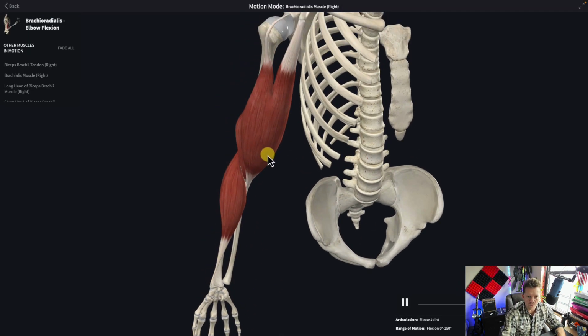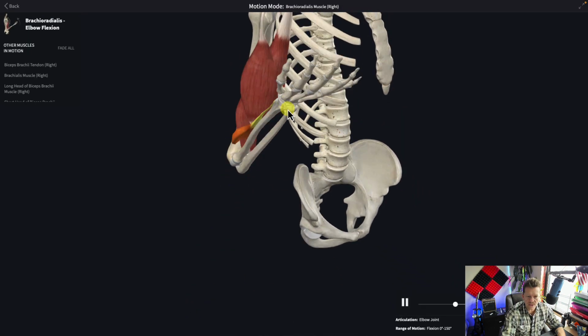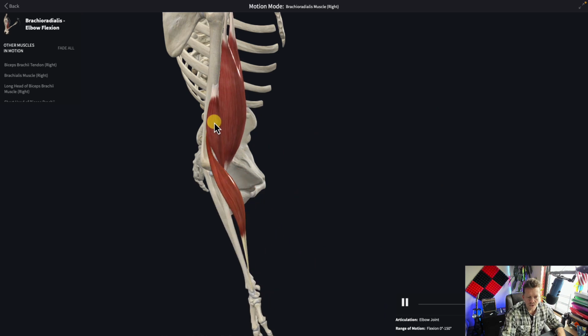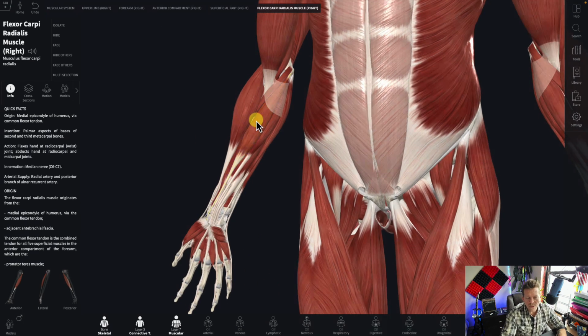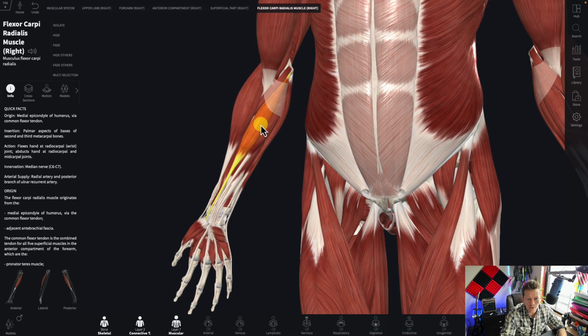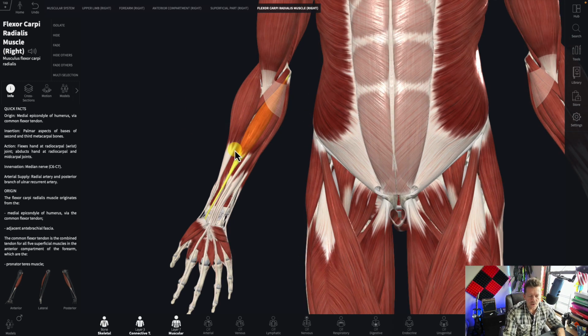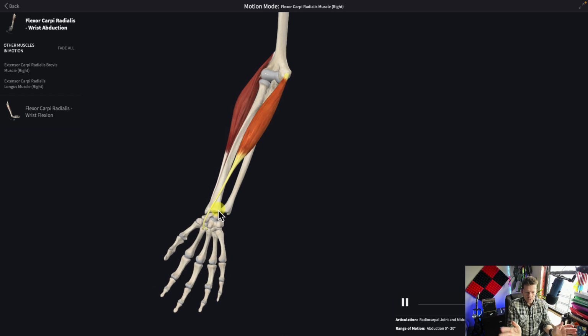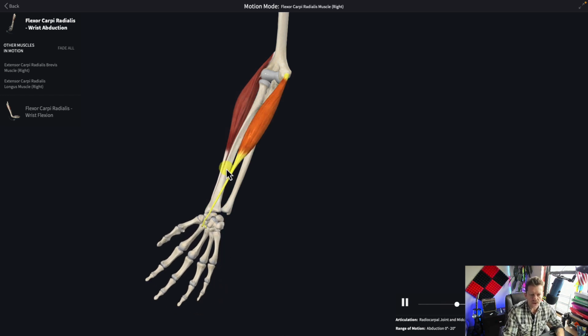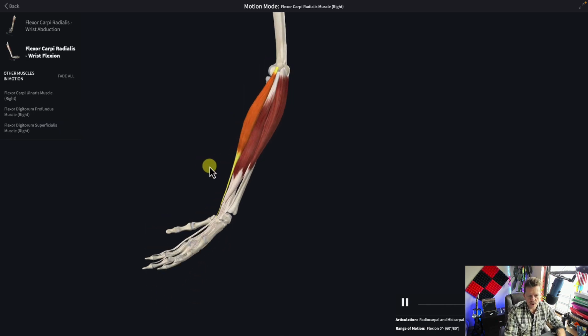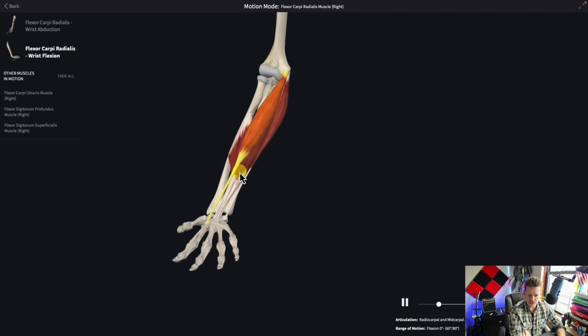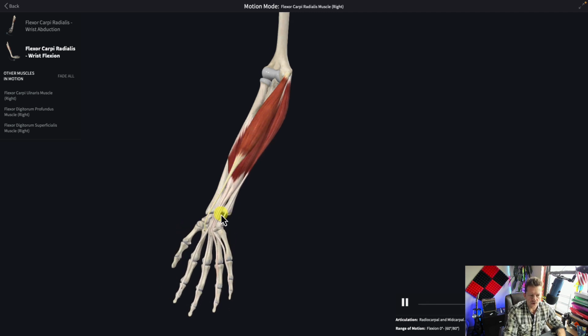So there's also biceps brachii that we will discuss later. And this one is a brachialis. So another muscle is the flexor carpi radialis. So the flexor carpi radialis abducts the wrist. So they do the abduction. And the flexor carpi radialis also flexes the hand at the wrist.